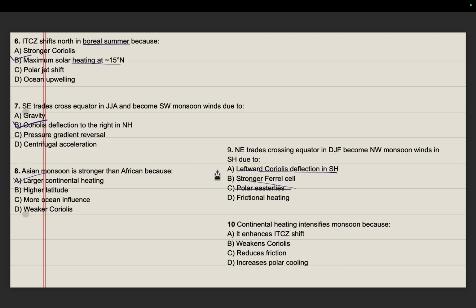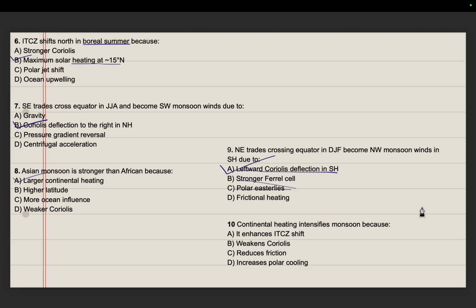Question 9, of course, this is a similar thing to question 7. The northeastern trade wind becomes the northwestern monsoon wind in the southern hemisphere because of the leftward Coriolis force deflection when it crosses into the southern hemisphere.